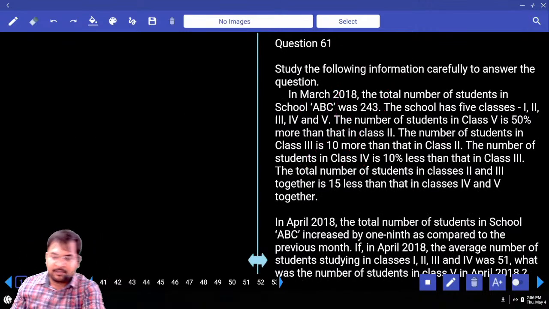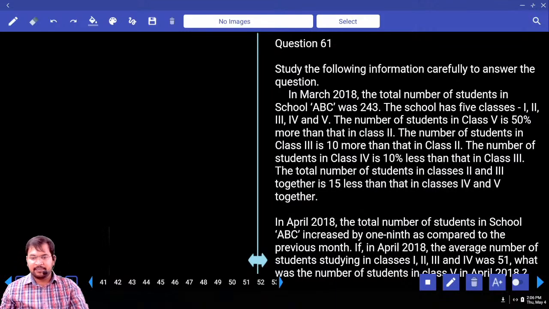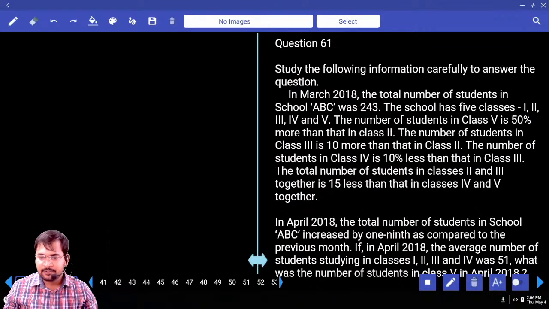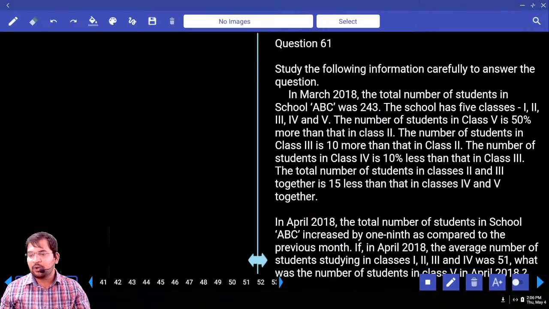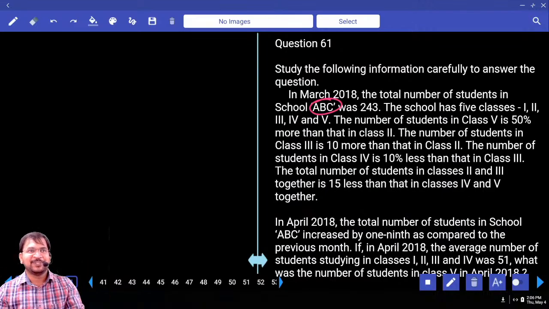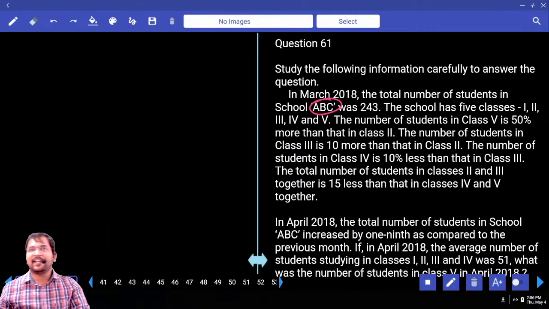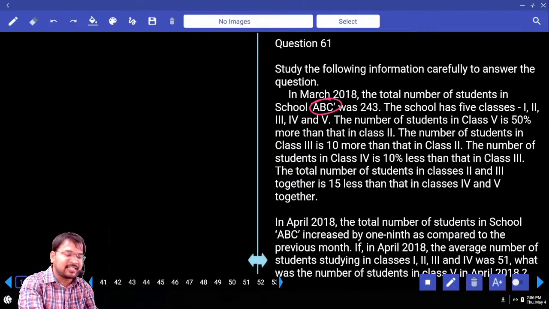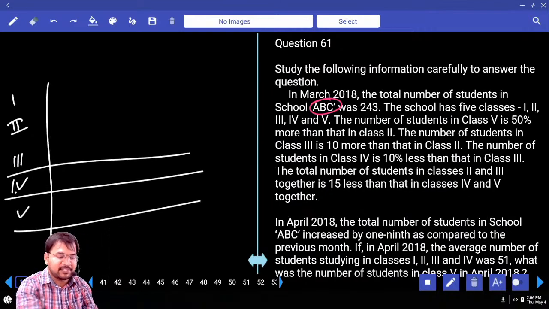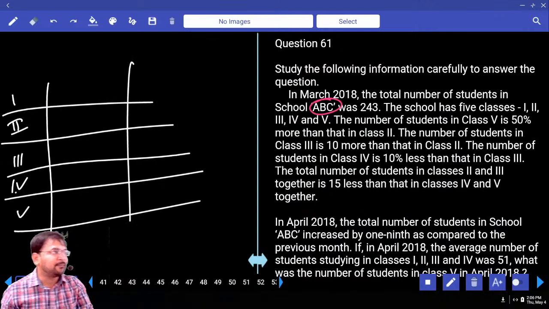Next, they have given a caselet, 61 to 65. In March 2018, the total number of students in a school. The school name is ABC. Are you clear? Don't separate that one as A school, B school, C school. Only one school is there, that is ABC school. In ABC school, how many classes are there? 5 classes are there: 1st class, 2nd class, 3rd class, 4th class, 5th class. Only one column, number of students. Are you clear? Only one column. Now see here.